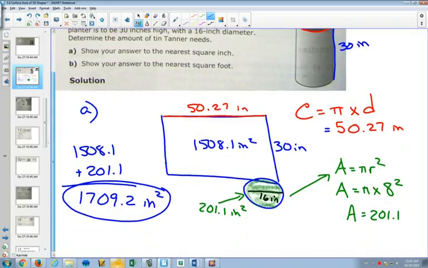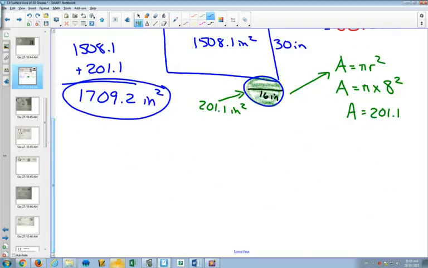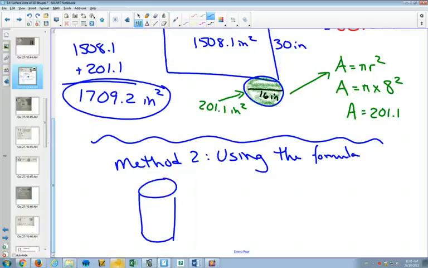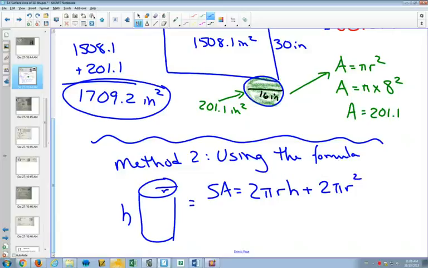We have a formula on our formula sheet, and so this will be method 2. If we wanted to use our formula, we look at our formula sheet and we find a cylinder on there. There's a picture of a cylinder. And on our formula sheet it says that our surface area, got H here and R there, our surface area of our cylinder is 2 pi r h plus 2 pi r squared.